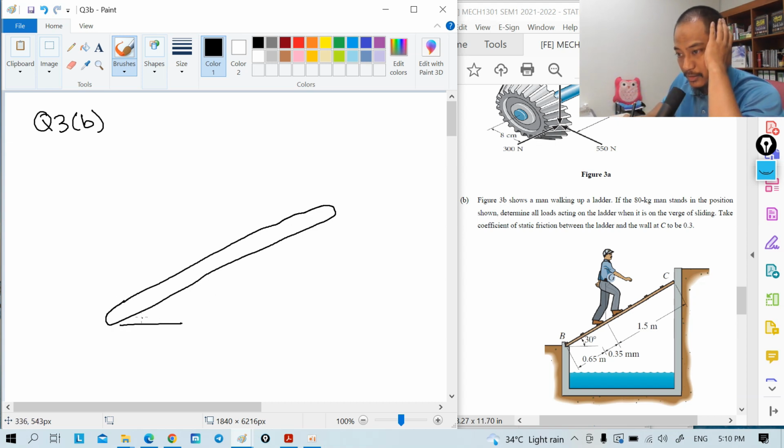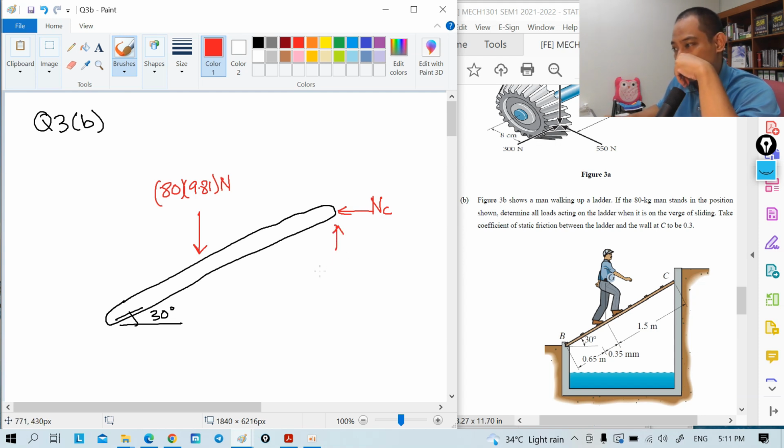Right, because the angle there is 30 degrees. Okay, let's use a different color. So we have a weight somewhere there of 80 kilogram, so 80 times 9.81 Newton, right? Again, we have normal reaction C, and then we have friction here, because it says on the verge of sliding, so it becomes mu s N, right? So 0.3 and C.